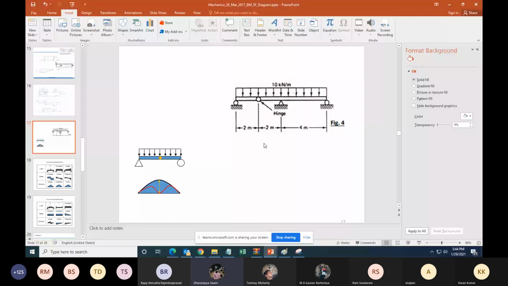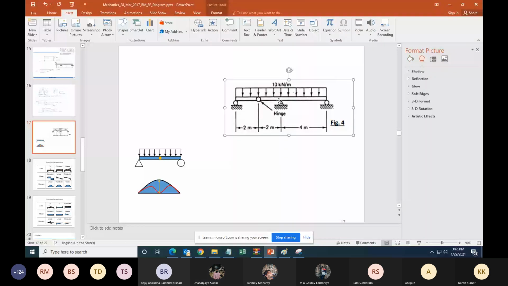No, sir. It doesn't mean that you take the moment about this hinge. What you're saying will not work out. Not about the hinge, sir. The middle support. If you take moment about the middle support, you will get a relation between RA and RB. Yes, sir. But why are you doing it like this?